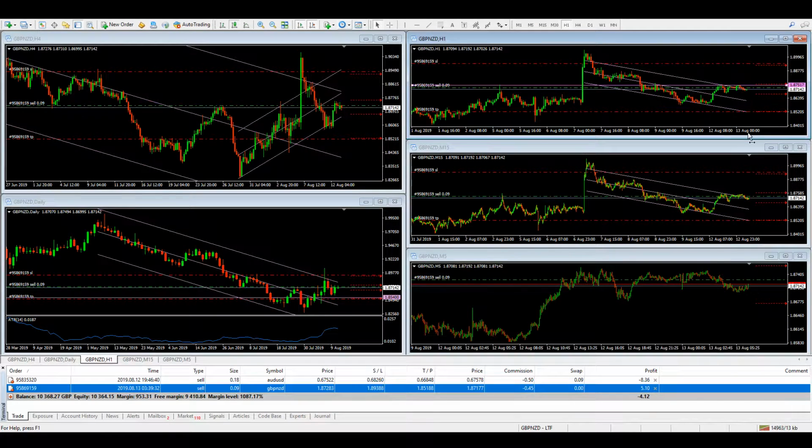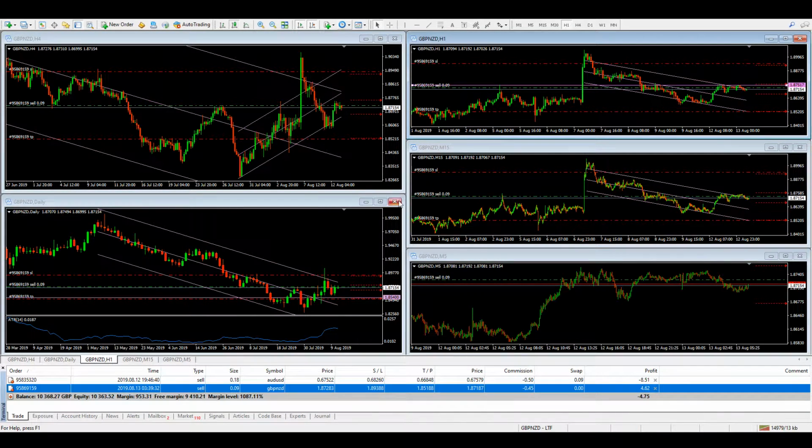And as well, one thing to bear in mind with this pair, the GBP NZD, GBP Aussie quite similar as well. You can see the lot size on this is 0.9, sorry, 0.09 on this. So this is risking £100 overall on a £10,000 starting account.